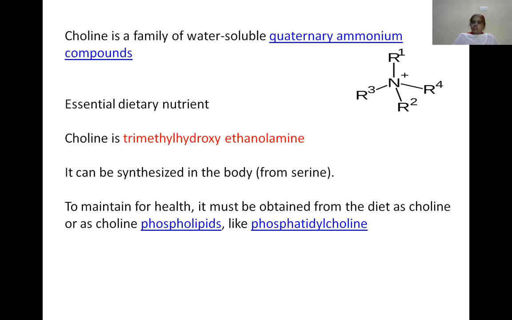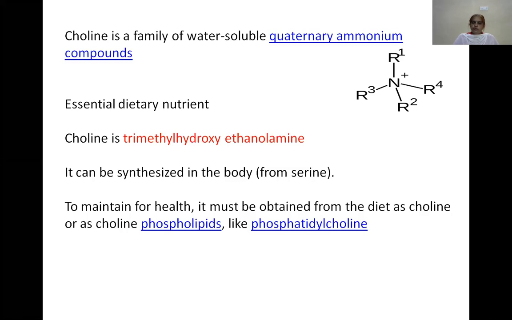Where does the synthesis take place in the body, and which one is the precursor for the synthesis of choline? Serine is the precursor for the synthesis of choline. So it can be synthesized in the body. The main source for choline synthesis is serine.